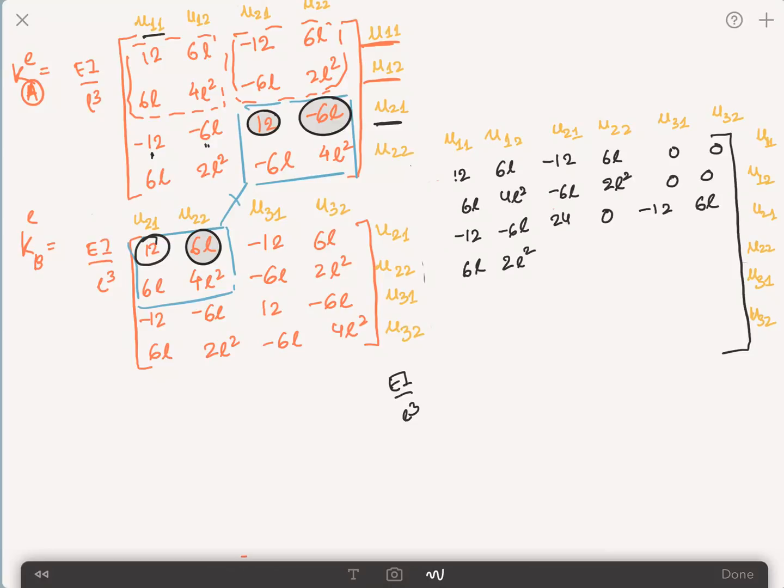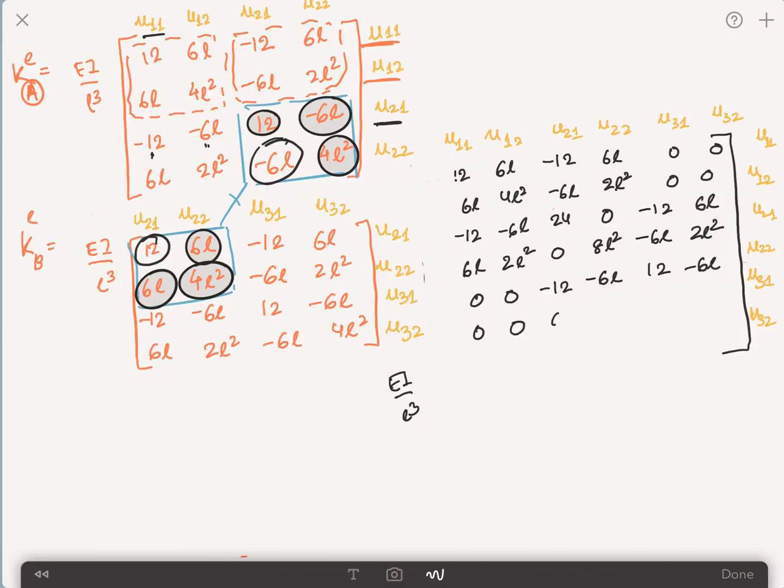And when it comes to U21 with U22, I have two contributions, minus 6L and 6L, which also add up to give me 0. And the next one, U22 with U22, is 4L square in both the matrices. So I add it up and I get 8L square. And the rest remain the same. So that's minus 6L, 2L square for U22. Now U31 has only contributions with node 2 and 3. So all the contributions with node 1 have to be 0, and the rest we can just copy the terms from the stiffness matrix that fall under the right set.